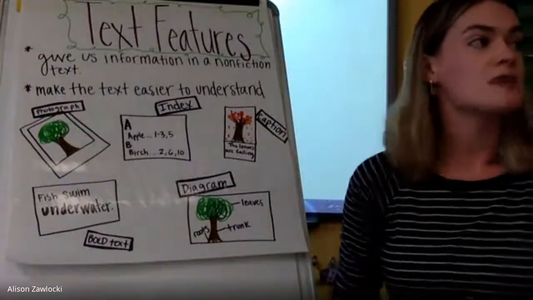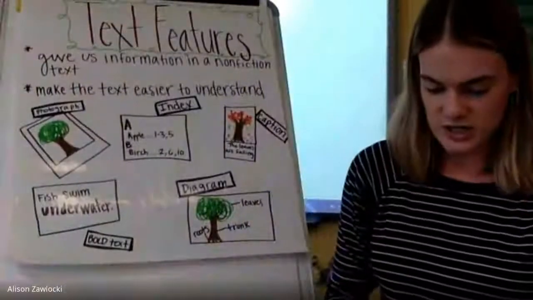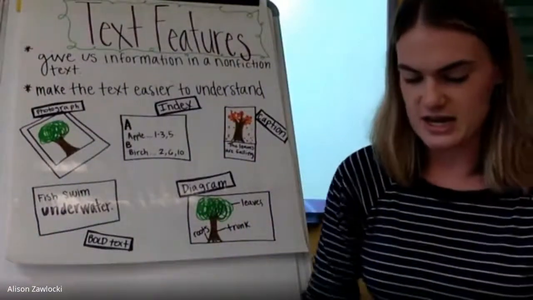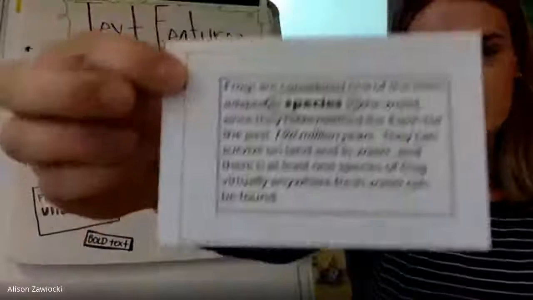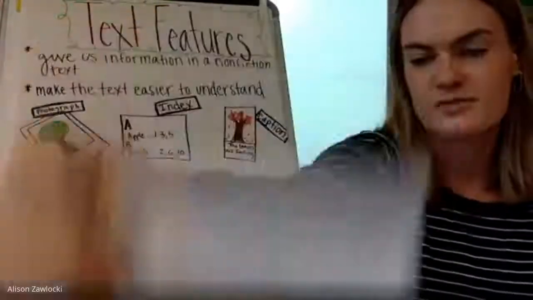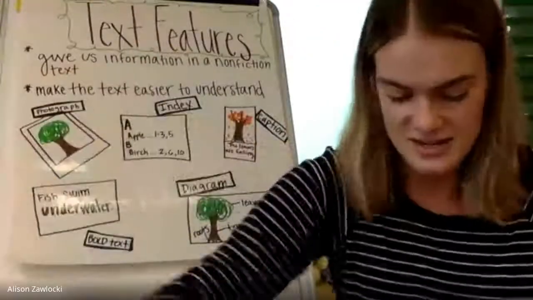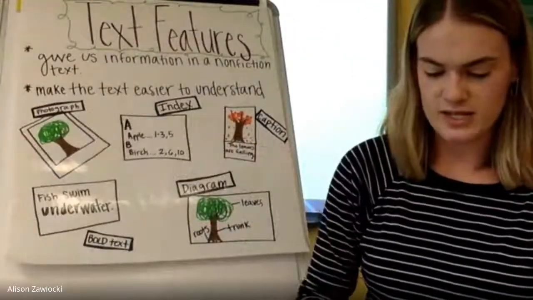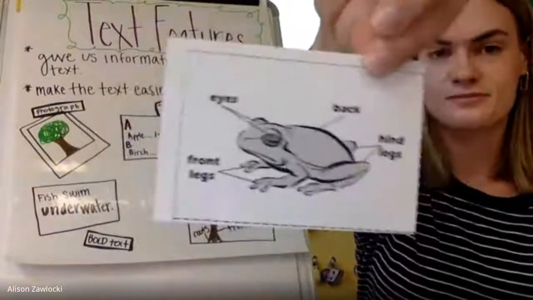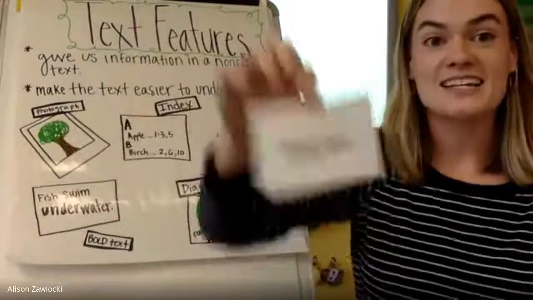What we're going to do now is review some with you. I'm going to show you a picture and you tell me what it is. What text feature is this right here? It's circled. That's right. It's bold print or bold text. Very good. What about this one? What text feature is this? Very good. That is a diagram.